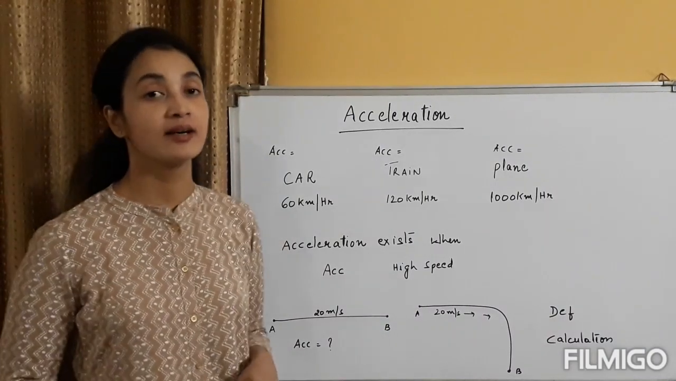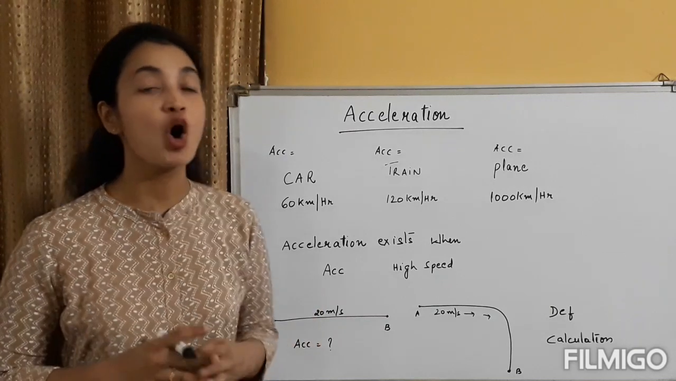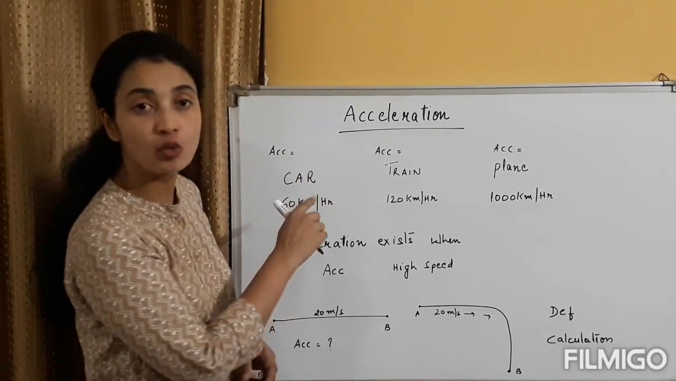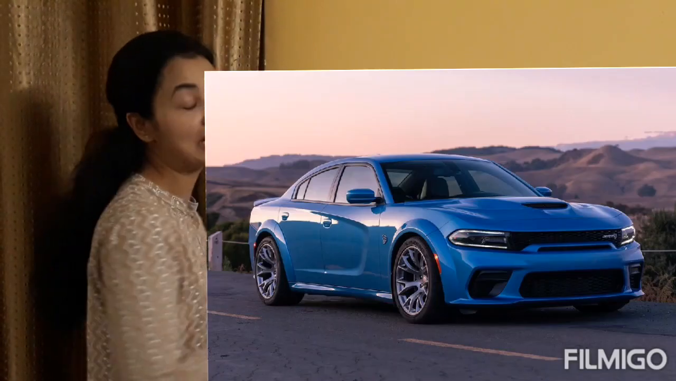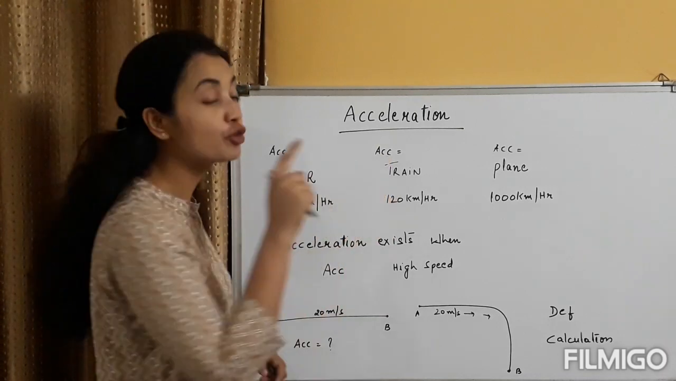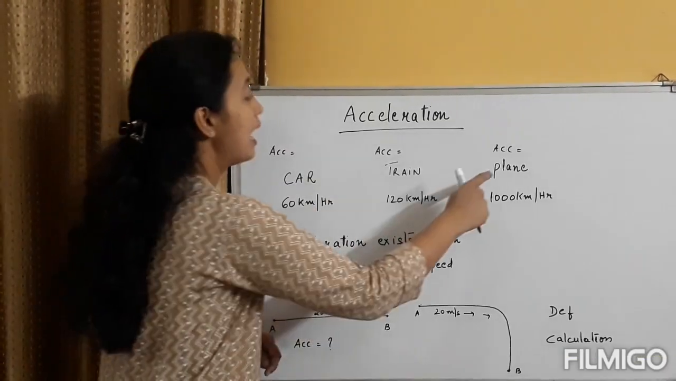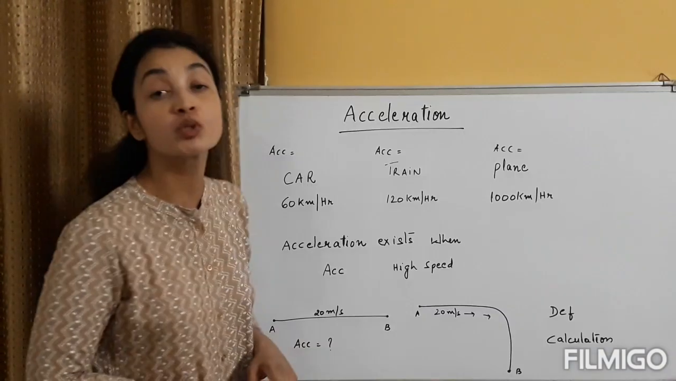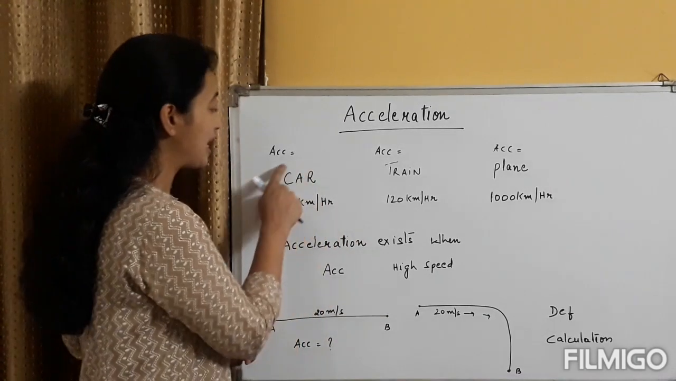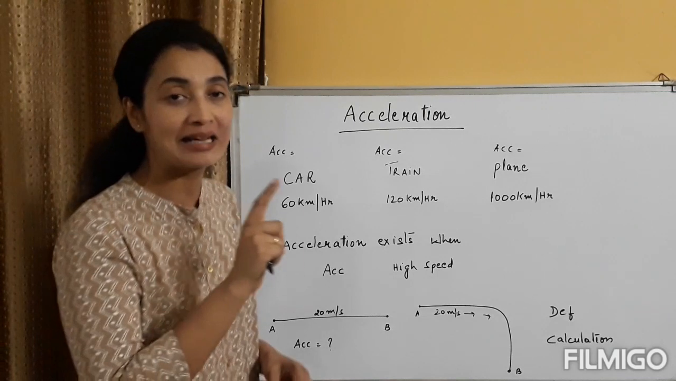Let us consider three different situations. We are in a phase of understanding acceleration. Suppose in the first situation you consider a car moving at a speed of 60 kilometers per hour. Second situation, a train moving at 120 kilometers per hour constantly, and a plane moving at a speed of 1000 kilometers per hour constantly. Now what do you have to say about this situation? Is the car accelerating?